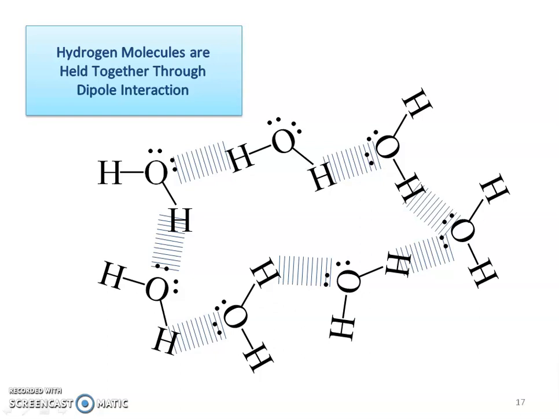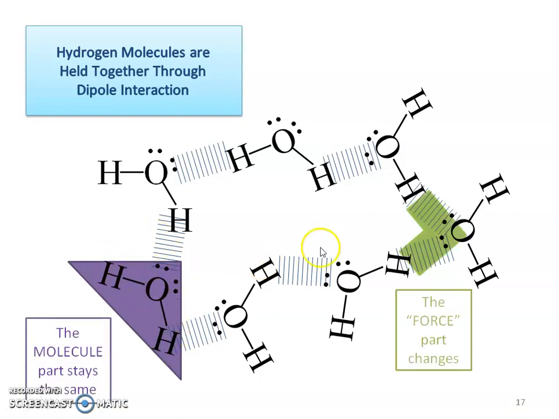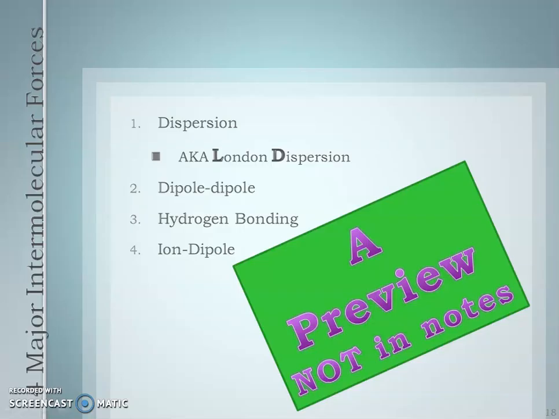So again, here are water molecules. They're being held by what's called a dipole attraction. So here again, the molecule is staying the same, but the force of attraction is going to actually change and have them pull apart. So again, the lines are the bonds within the water molecule, but our dashed lines here are the force of attraction between this hydrogen of one water molecule and the oxygen, those pairs of electrons, of a different water molecule. So again, this is not in your notes. This is just a preview of understanding these 4 intermolecular forces.